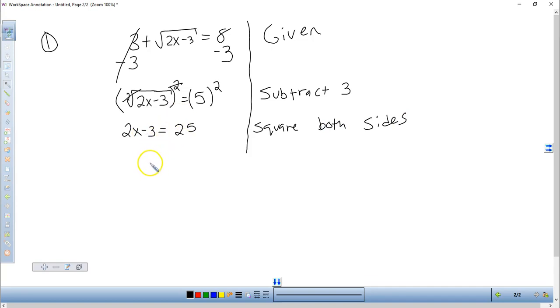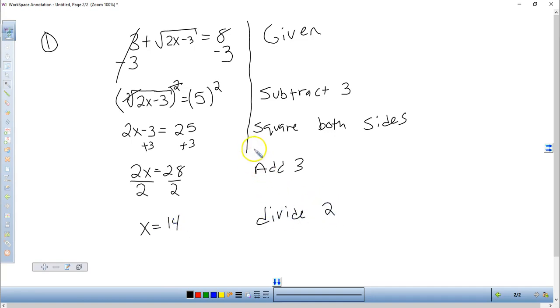Once I've done this, I can solve it just like any equation. Solve for x. I'm going to add 3. That 2x is equal to 28. And divide by 2. Okay, that's it. Simple. 1, 2, 3, 4 steps.